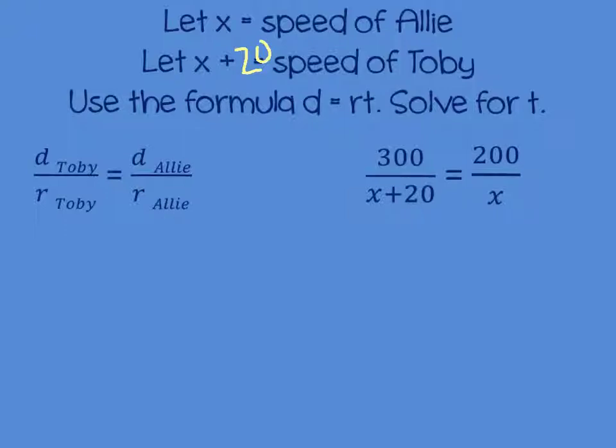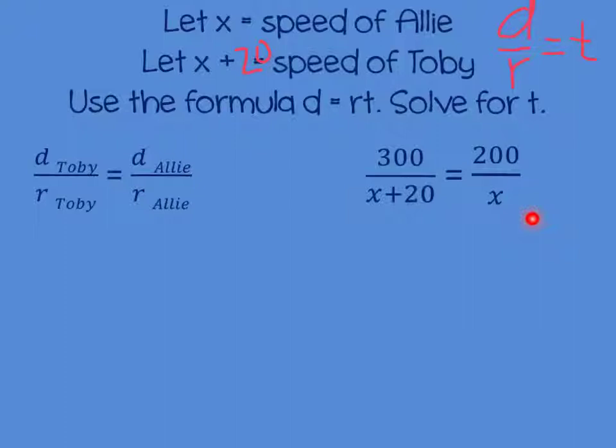Use the formula distance equals rate times time to solve for t. So if we did that, we know that distance divided by rate is equal to time. Okay, so we set up the distance of Toby over the rate of Toby is equal to the distance of Allie divided by the rate of Allie, because their time is going to be the same. So once we put that into an equation, we have 300 over x plus 20, and then we have 200 over x. Now, we don't need to get a common denominator, we just need to cross multiply and divide. That would be the easiest way to do it.